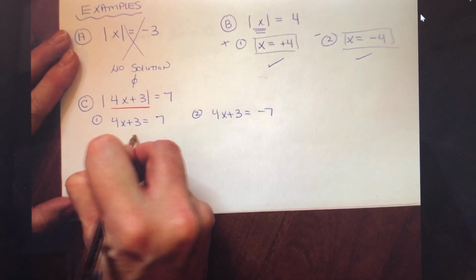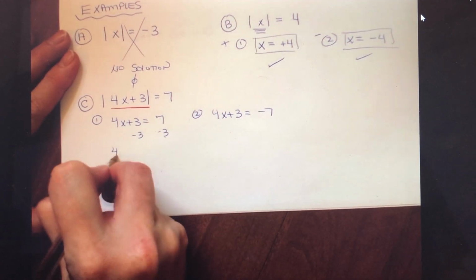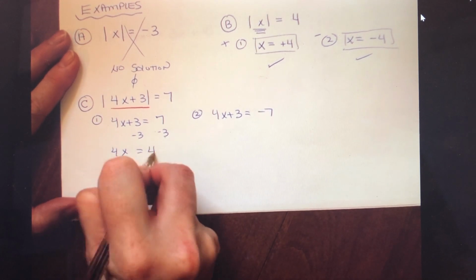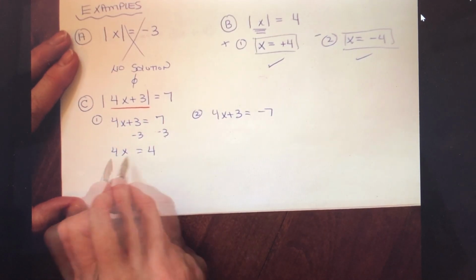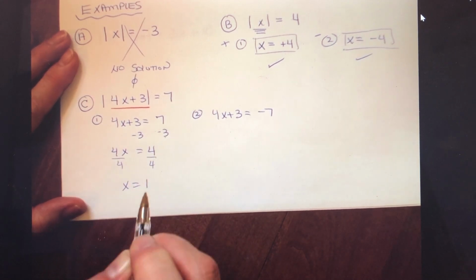In this case, I'm going to subtract 3 from both sides. That gives me 4x equals 4. And then to isolate that variable, I would divide by 4 on both sides. So I get, in this case, x equals 1.